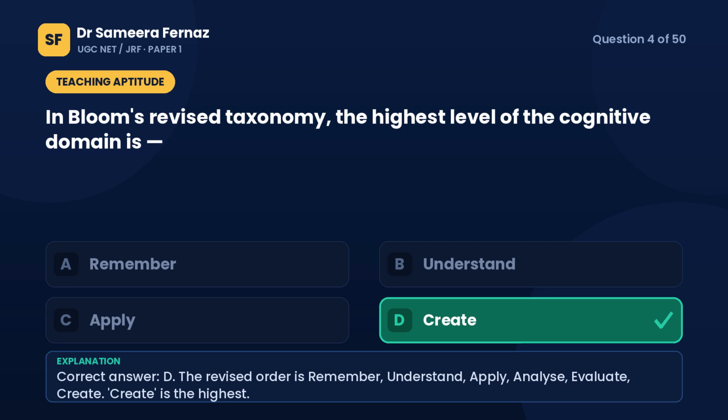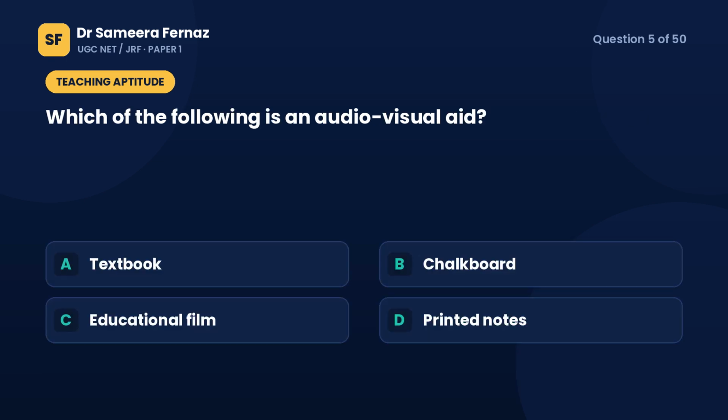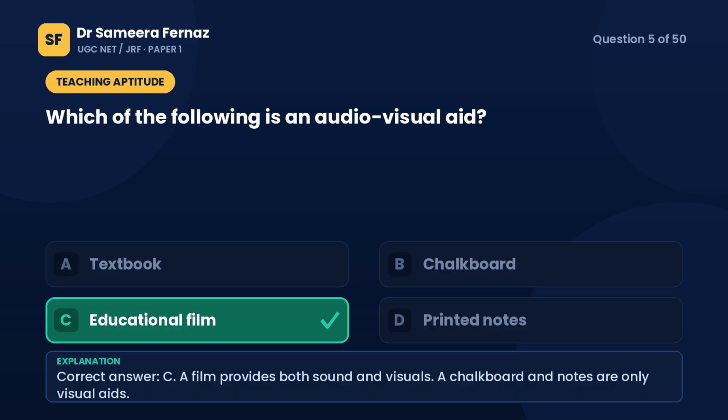Question number 5 from Teaching Aptitude. Which of these gives you both sound and picture together? So the answer is option A, an educational film. A chalkboard or notes give you only visuals.